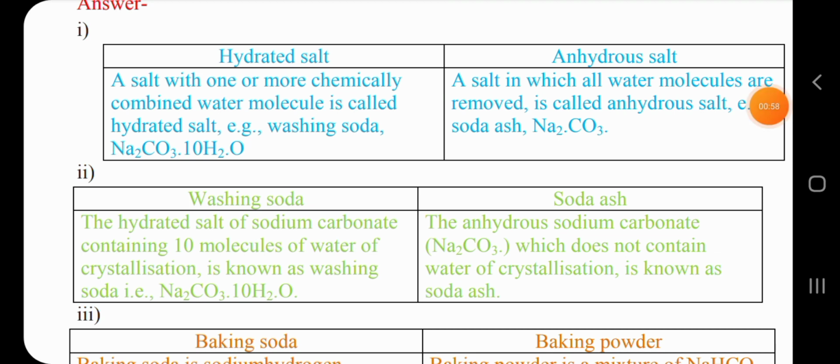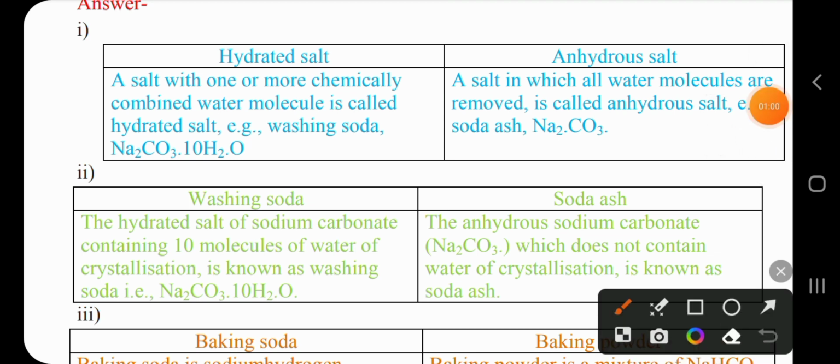For example, washing soda. In this case, washing soda has 10 molecules of H2O. But anhydrous salt is a salt in which all water molecules are removed. There are no water molecules, so these are known as anhydrous salt.